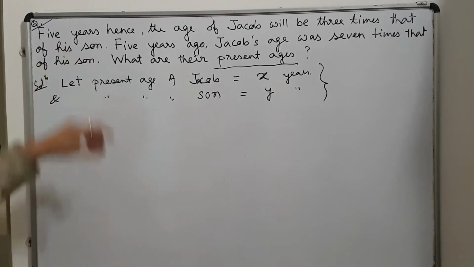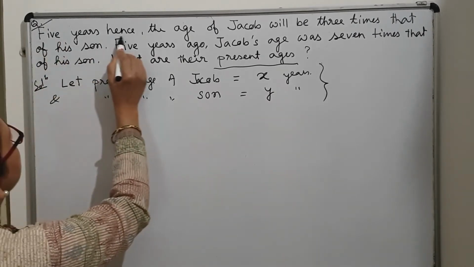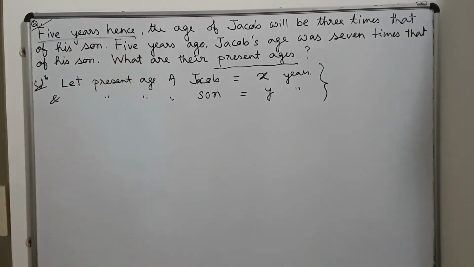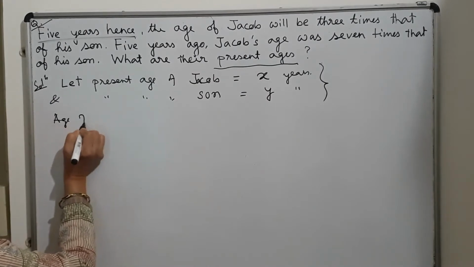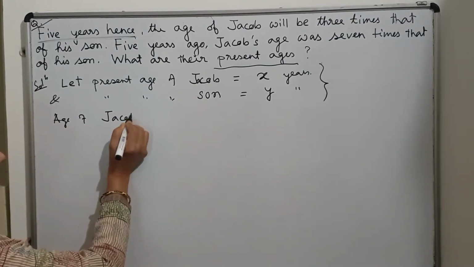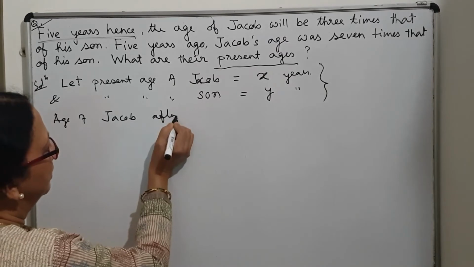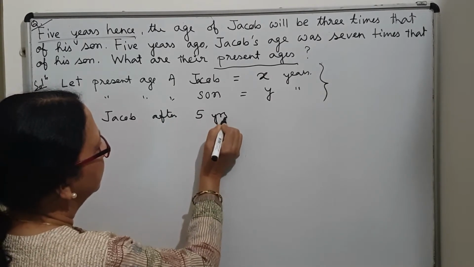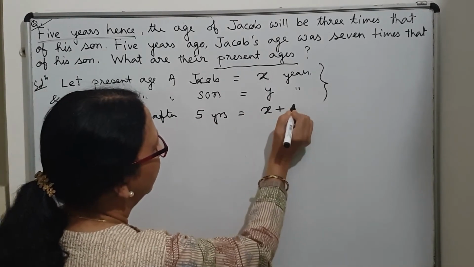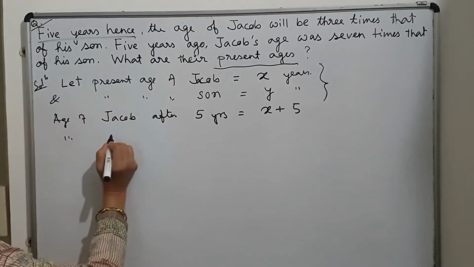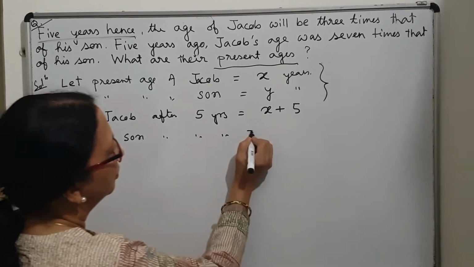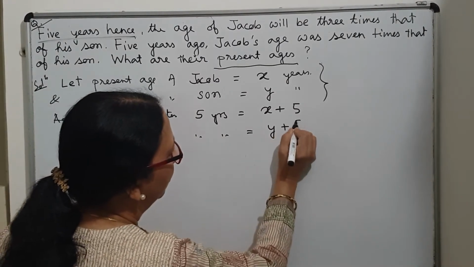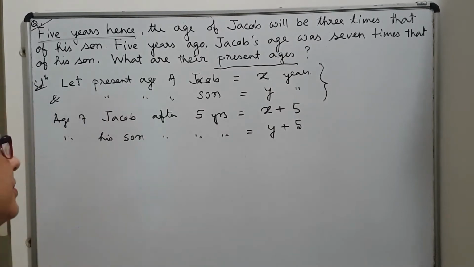So first let us take the first condition, 5 years hence. 5 years hence means after 5 years. So first of all, let me find out what will be the ages of Jacob and his son after 5 years. Age of Jacob after 5 years will be x plus 5, and age of his son after 5 years will also be y plus 5. 5 years will be added to their present ages.